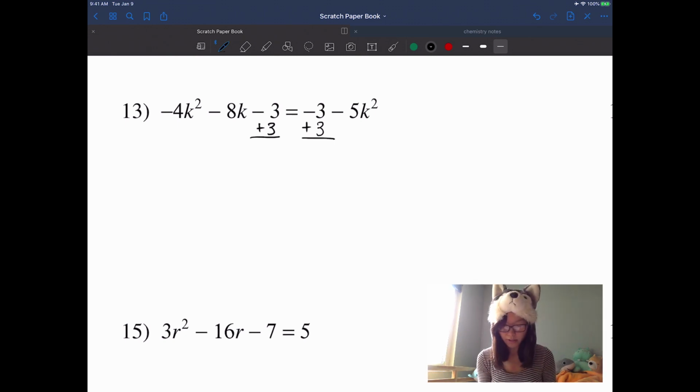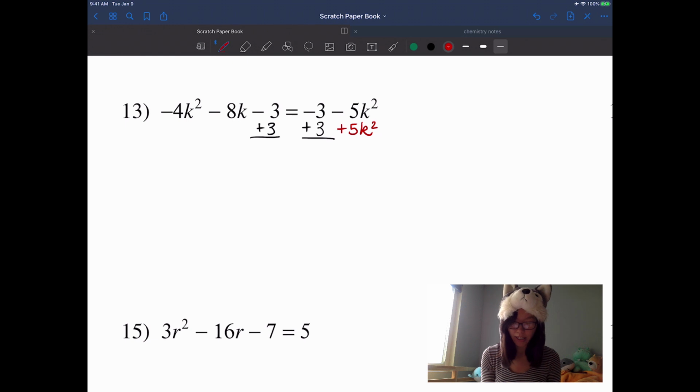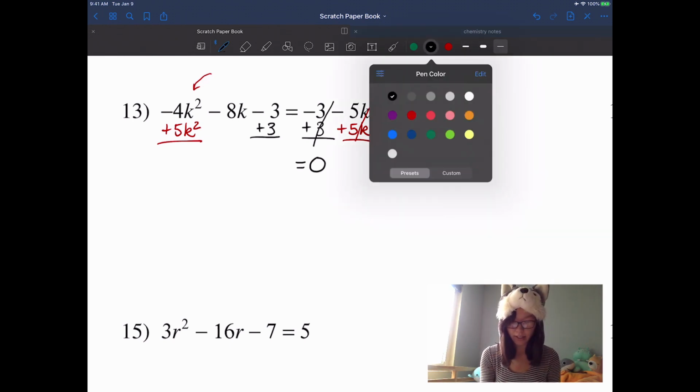What you can also do is get rid of this negative 5k squared by adding 5k squared on both sides. And if you notice, there is another k squared right there. So add 5k squared on both sides. When you combine these two together, these cancel out and these cancel out. So this right-hand side gives you 0. But let's see what you get on the other side.